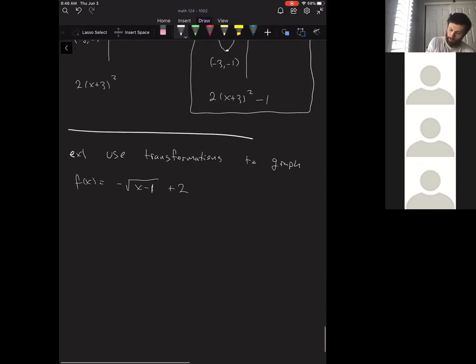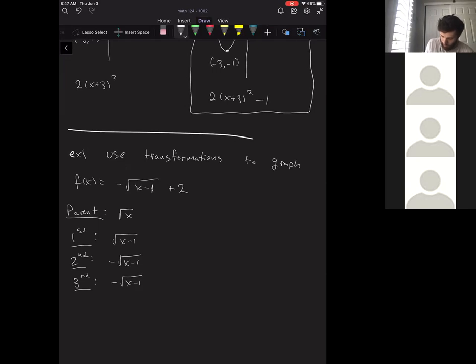So start with the parent function. Our parent function, get rid of all the numbers that aren't exponents, and all we're going to be left with is square root of x. And then our first transformation, the thing that happens closest to the x, is that minus 1, so square root of x minus 1. The second thing is going to be that minus sign on the outside, so minus square root of x minus 1. And then the third thing is going to be minus square root x minus 1 plus 2.